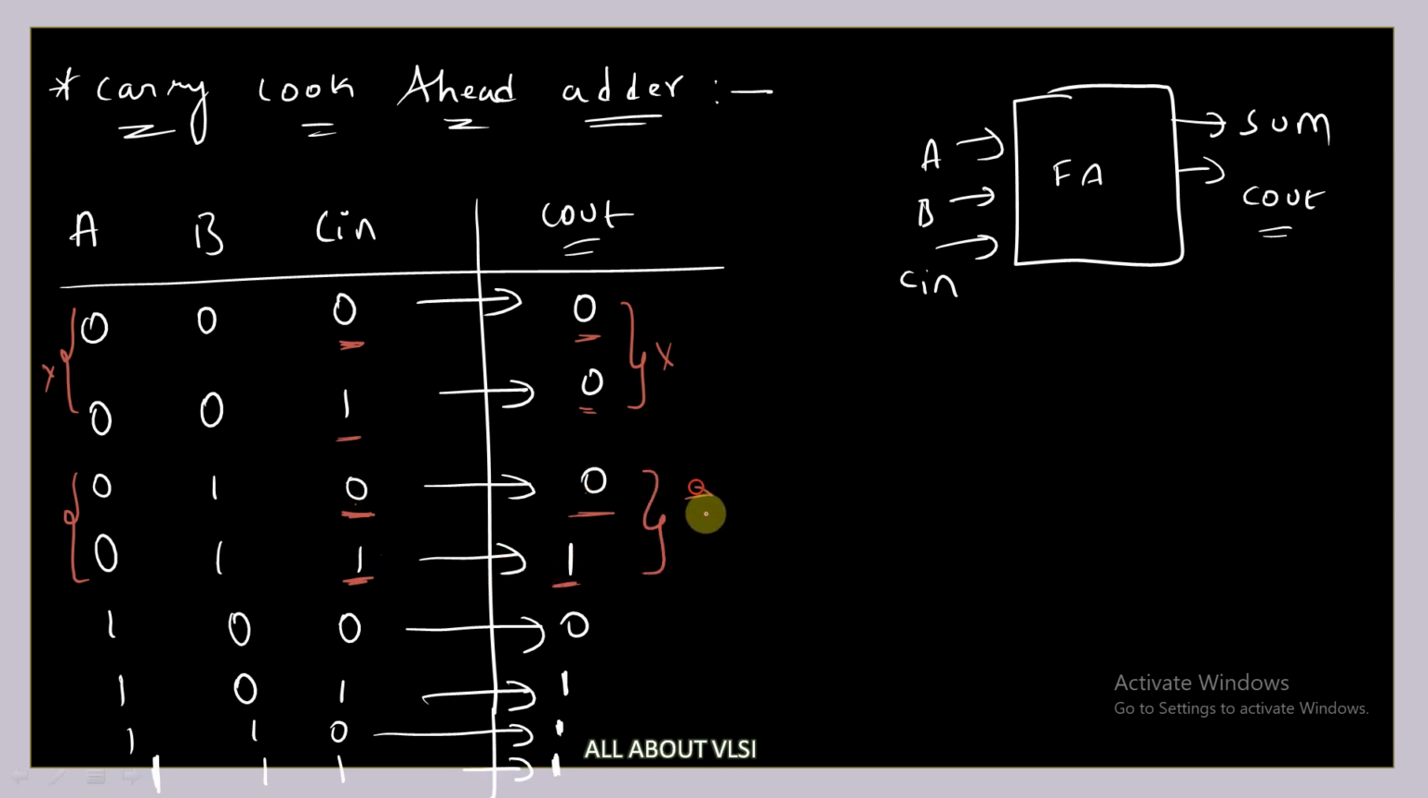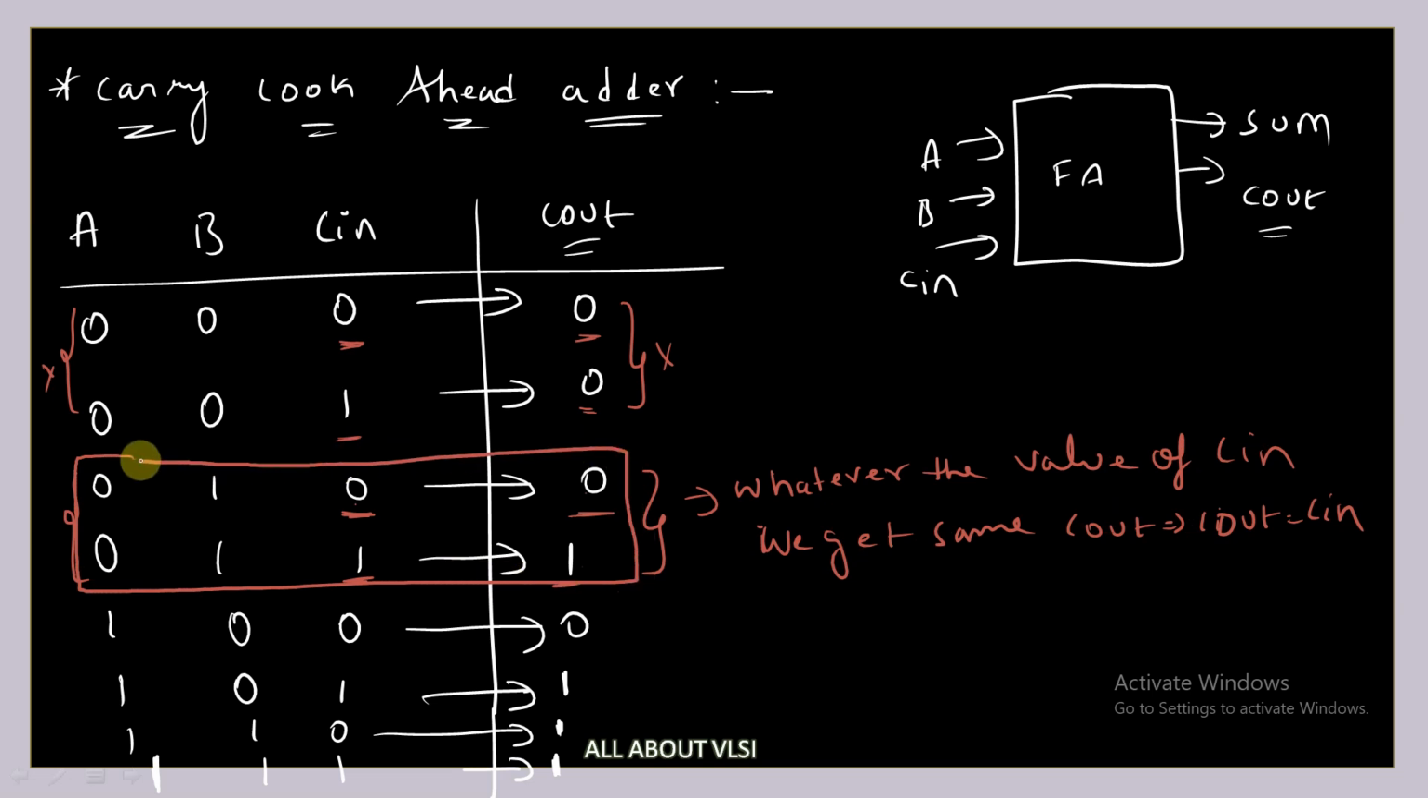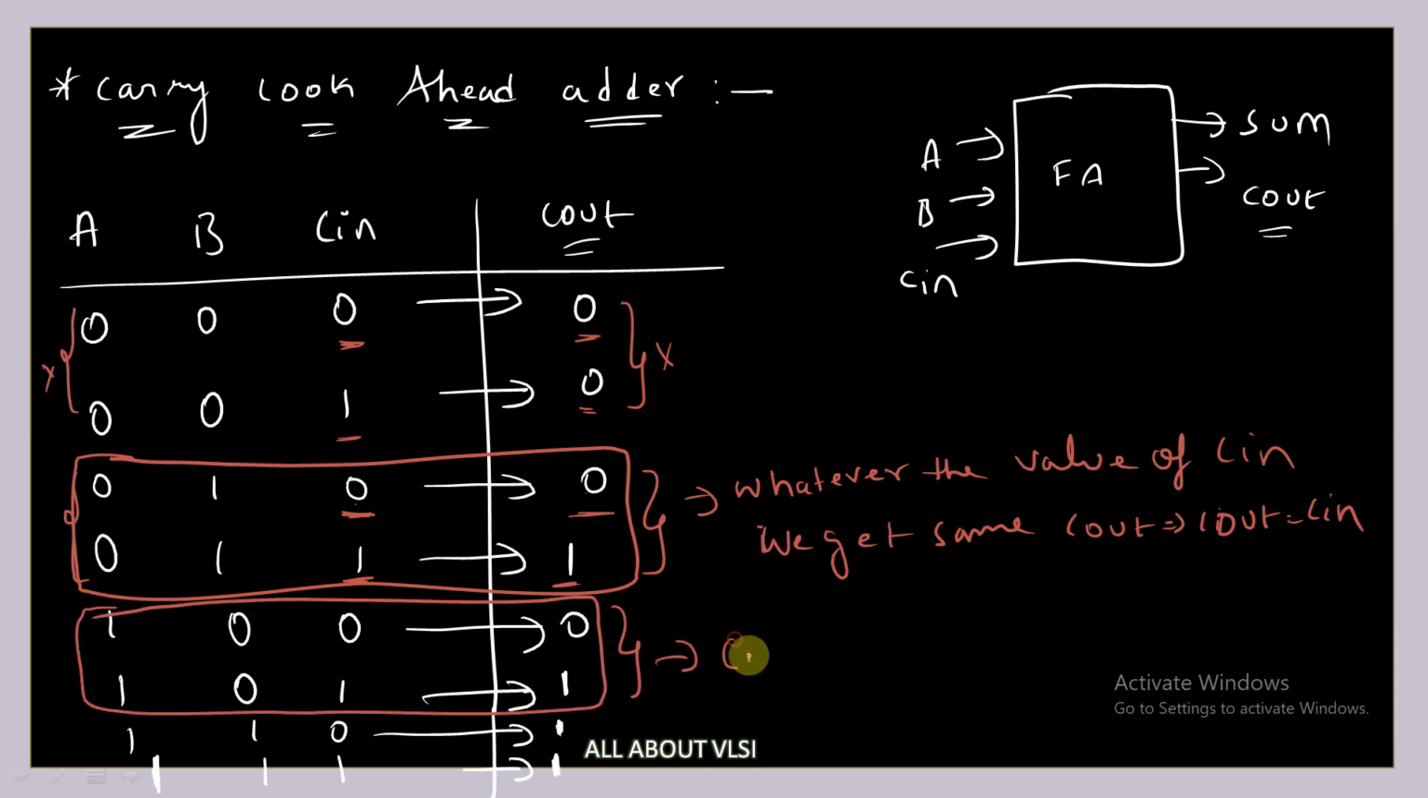Okay, I will write down here. That is, C out is equal to C in. Okay. So this is one scenario. So whatever the value of C in, we are getting the same value of C out. That is C in is equal to C out. Now in the next case also we are getting the same. So whatever the value of C in, we are getting the same C out. Okay, here also we are getting the same thing. C out is equal to C in.